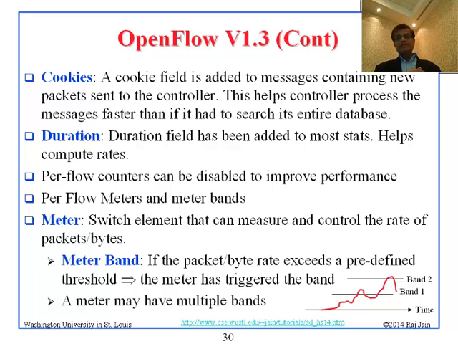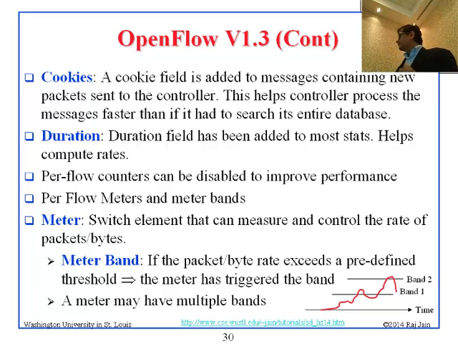A duration field has been added to most stats. So most of the counters have a duration as to how long they have not been reset. Per flow counters can be disabled, and then there are meters and meter bands. So what is a meter? A meter is simply a rate. You can count the number of packets and you can count the duration. If you divide, you get how many packets per second or how many bytes per second. So that is a meter. And now you can put a threshold on the meter. That is called the band.